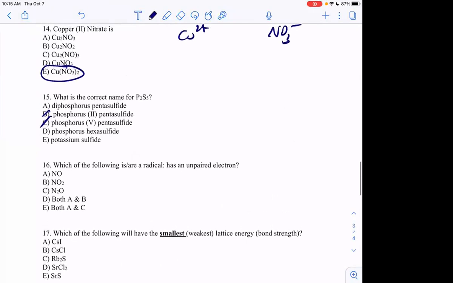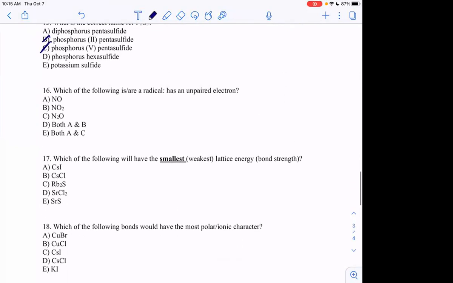Which of the following is a radical, has an unpaired electron? You put B as in boy? No, B is not. D as in dog. Agree? Let's take a look. So we've got nitrogen's odd. It's 5. And oxygen is 6. That's going to make an odd number. So we know it's A.